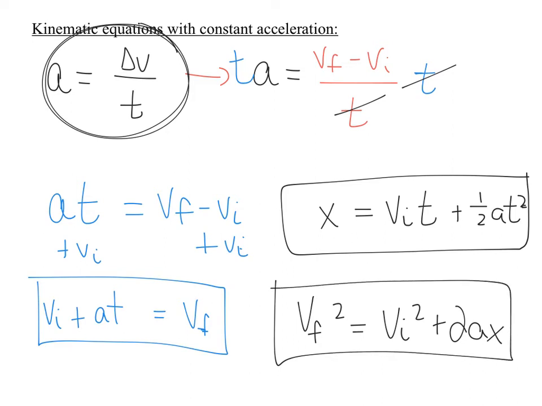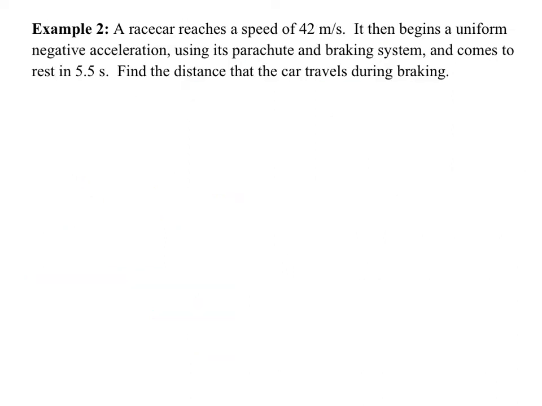Now, tonight, listen carefully. We've got a race car and it reaches a speed of 42 meters per second. It then begins a uniform negative acceleration using its parachute and braking system, and it comes to rest in 5.5 seconds. Find the distance that the car travels during the braking period. Beginning any of these problems, I have no idea where to start unless I list my givens. Then I can ask what formula works with these givens.